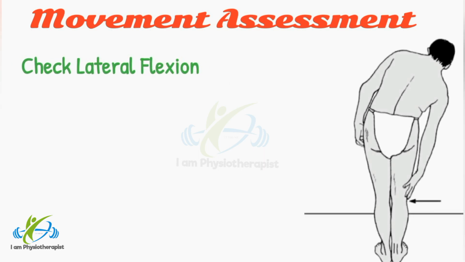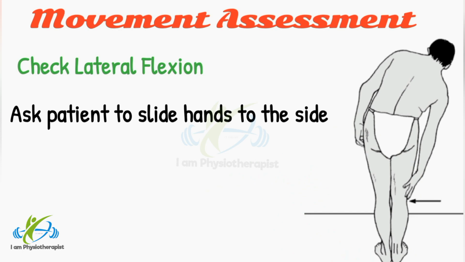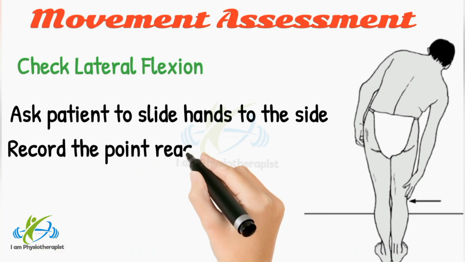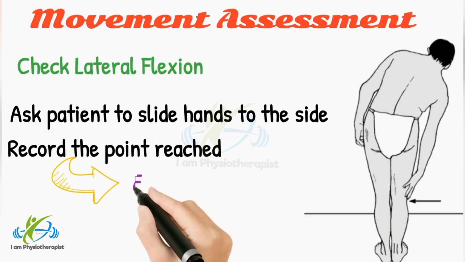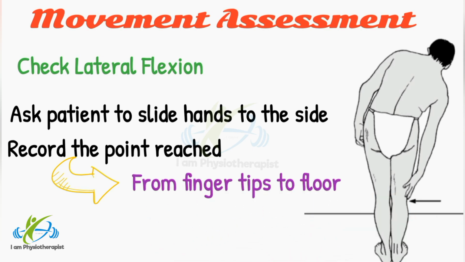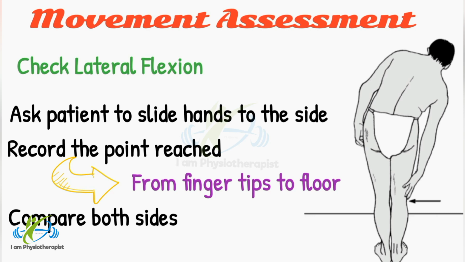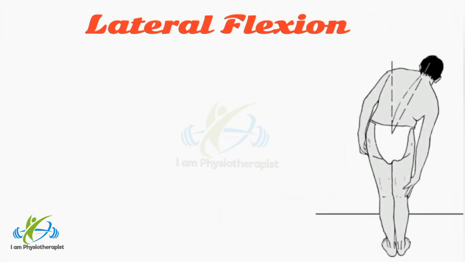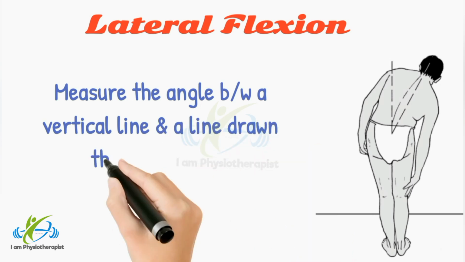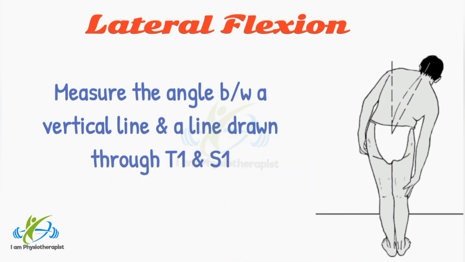Check lateral flexion by asking the patient to slide his hands down the side of each leg in turn, and record the point reached by measuring the distance from fingertips to the floor in centimeters or inches. Compare both sides. Lateral flexion can also be recorded by measuring the angle formed between a vertical line and a line drawn through T1 and S1. The average range is 30° to either side, and the contributions of the thoracic and lumbar spine are usually equal.